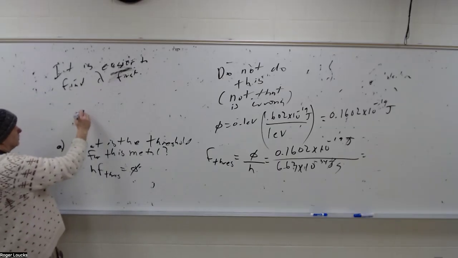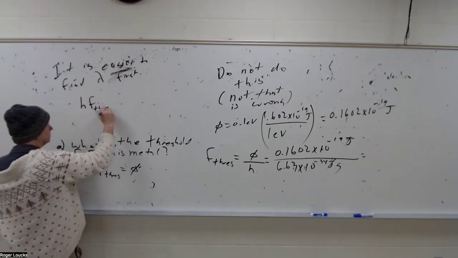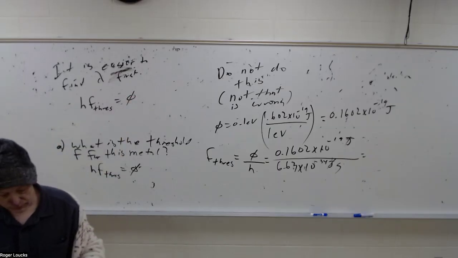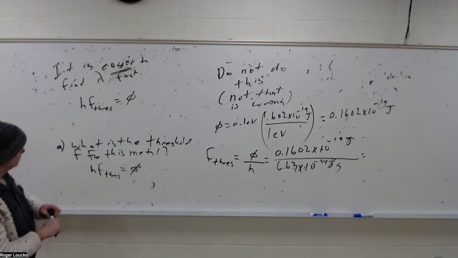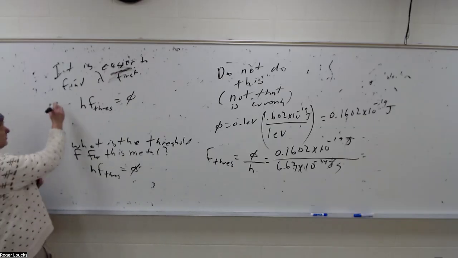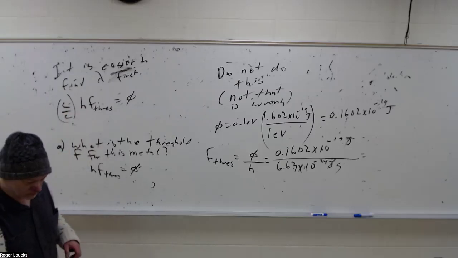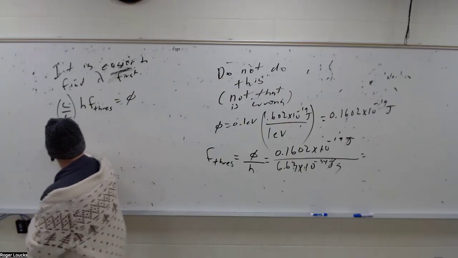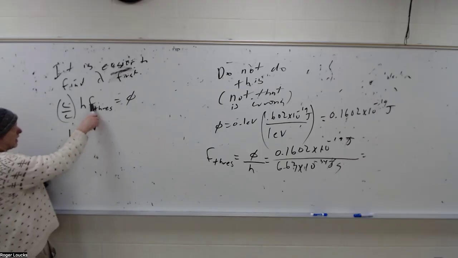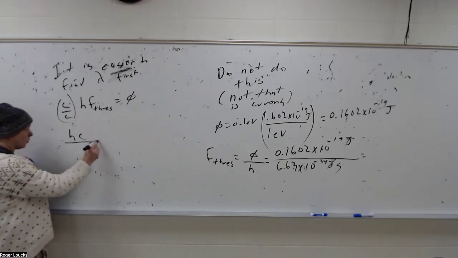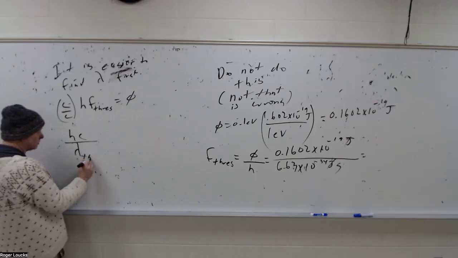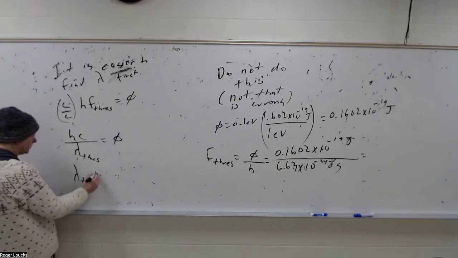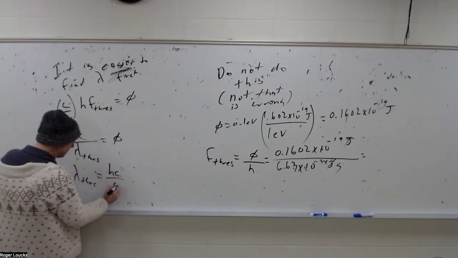Okay, so I have h f threshold equals phi. You tell me how to find lambda first. What is our trick? Multiply by 1, which is what? c over c. This gives me hc. f over c is 1 over lambda. So this is our lambda for the threshold, and this is phi. So our lambda threshold is going to be hc over phi.